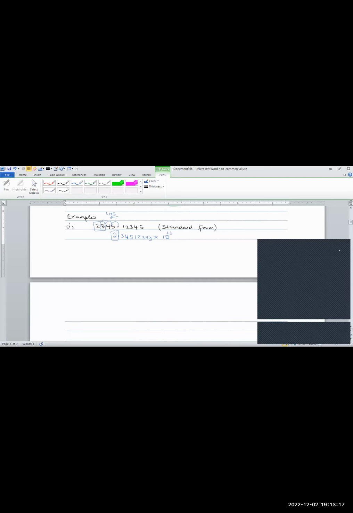But watch me. How many places did I go? I went 1, 2, 3 places in order to get the point right there. But you notice I'm going to the left-hand side. In standard form, going to the left is what? Positive or negative? Positive. Very good. So I go 3 places, so it's going to become positive 3. That's what we do. We just see how many places we need to move, and we're going to go to the positive 3.